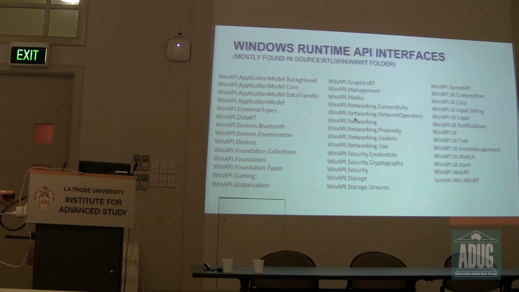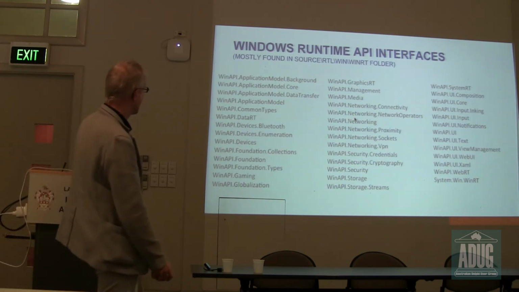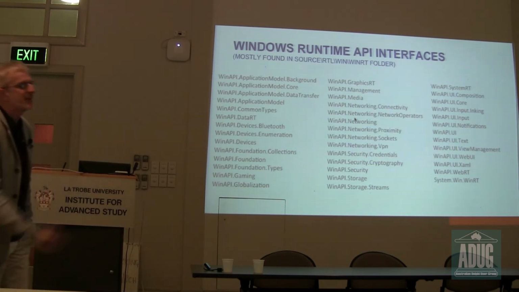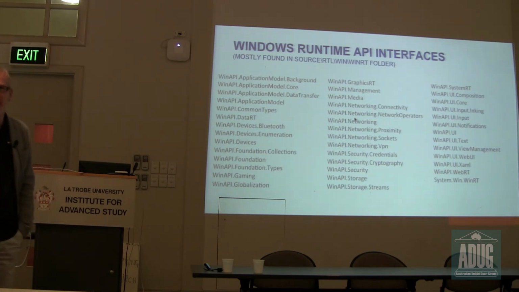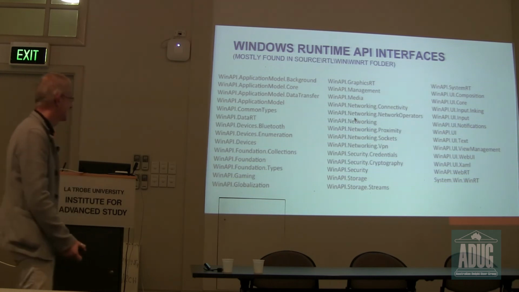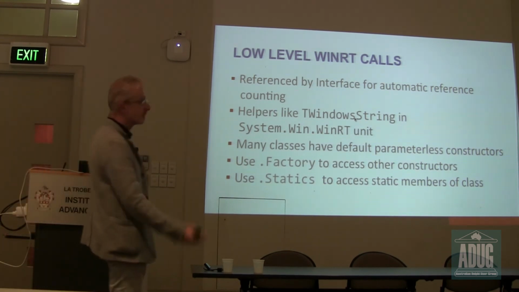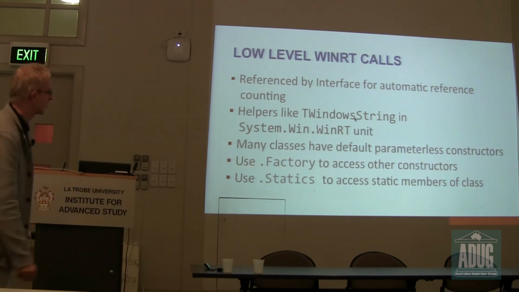This is the list of the units, and each of these has a bunch of interfaces and classes and helpers and other stuff, so whatever. I mean, most of these you don't care about and you don't want to use, but a bunch are useful, so there's several that are pretty nice. Low-level calls. It's reference interfaces, so it does the automatic reference counting to interfaces.